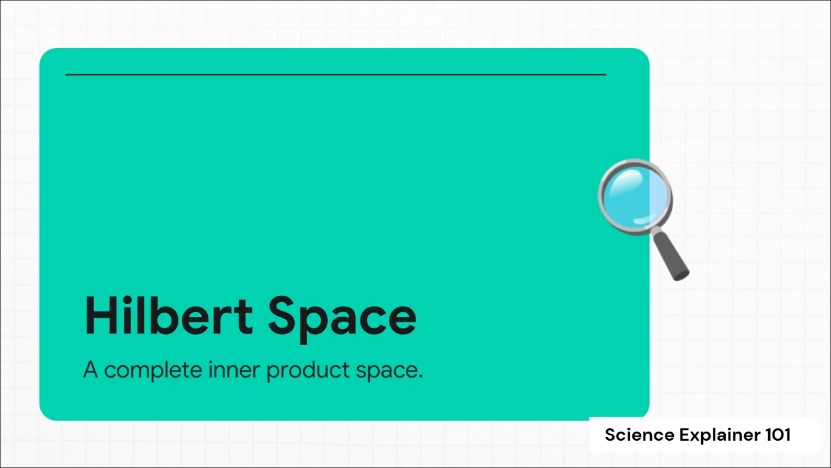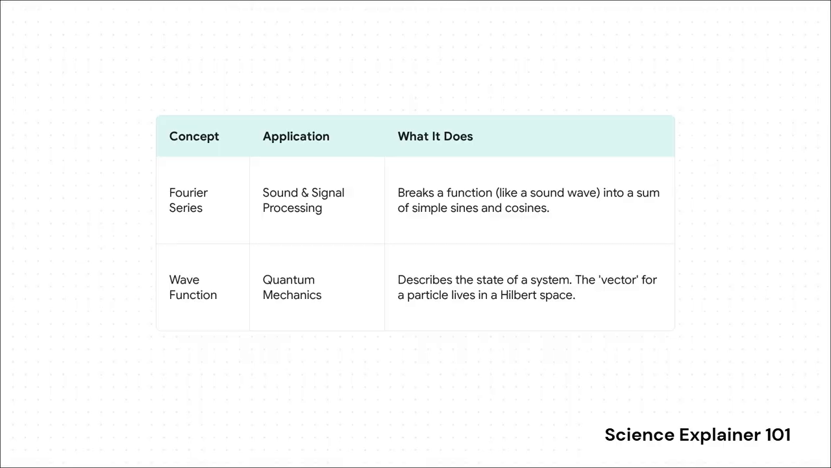It's an infinite dimensional playground where we can do geometry, but with all the mathematical rigor we need to make sure our calculations don't fall through any gaps. So why does any of this matter? Well, this abstract playground is actually the backbone of some mind-blowing modern science. In signal processing, we use it to treat a complex sound wave as a vector and break it down into a sum of simple sine and cosine waves. And even more profoundly, in quantum mechanics, the very state of a particle, its wave function, is a vector that lives in a Hilbert space.